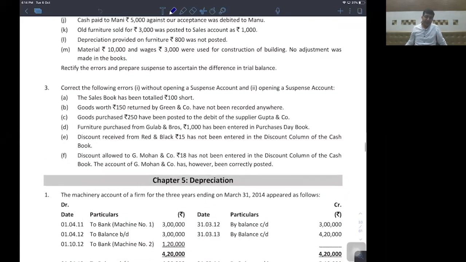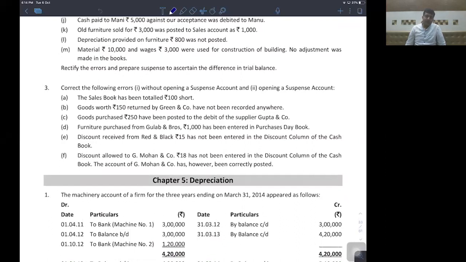Next, cash paid to Manu. I have not given it to him. Against our acceptance was debited to Manu. Cash paid against our acceptance. So here Manu account should not have been debited. You should have debited bills payable account. Instead of bills payable, you debited Manu.